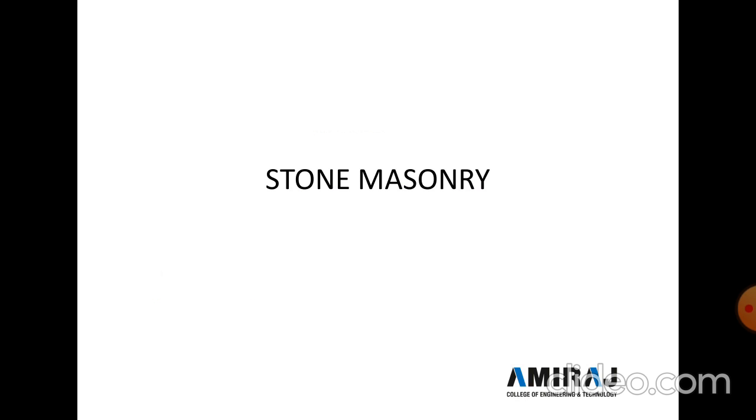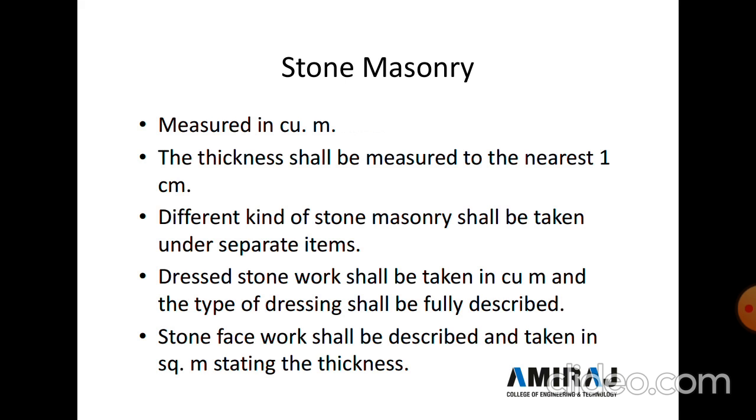Next topic is stone masonry. So stone masonry work shall be measured in cubic meters. The thickness of the wall shall be measured to the nearest 1 centimeter. A fraction of 0.5 centimeter and above shall be measured as 1 centimeter, and a fraction below 0.5 centimeter shall be ignored. And different kinds of stone masonry such as random rubble masonry, coursed rubble masonry, ashlar masonry, etc. shall be taken as separate items.